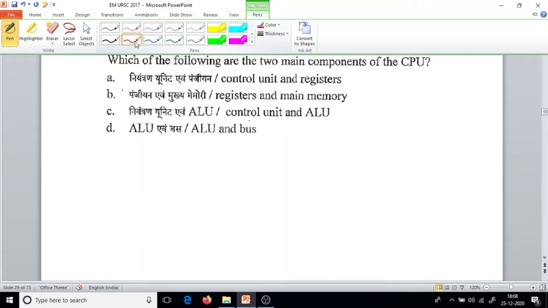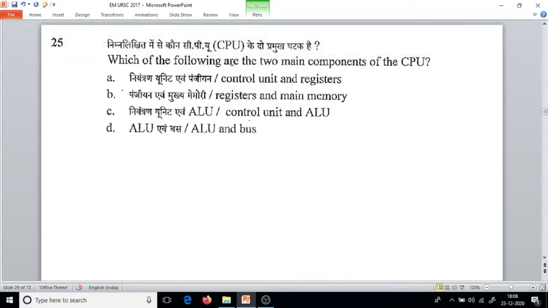Question number 25. Which of the following are the two main components of the CPU? Arithmetic logic unit and control unit. These are the two important units, so the answer is option C, control unit and arithmetic unit.